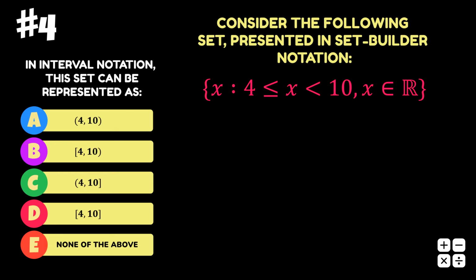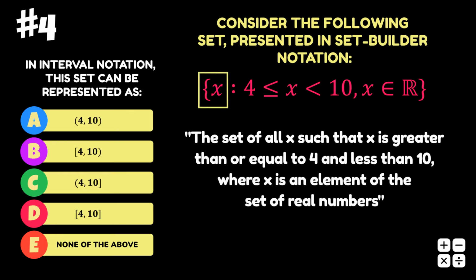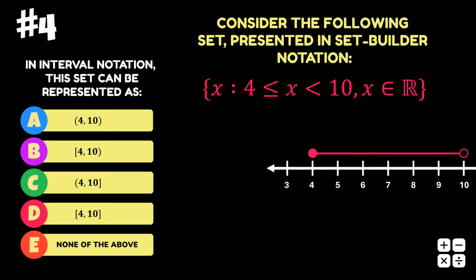We can describe this set as the set of all x such that x is greater than or equal to 4 and less than 10, where x is an element of the set of real numbers. We can illustrate this set on a number line as shown here.